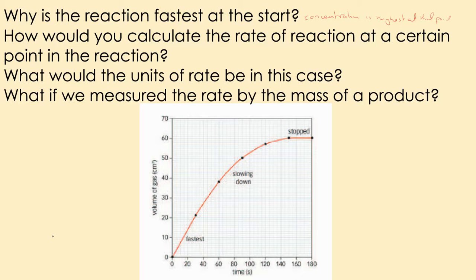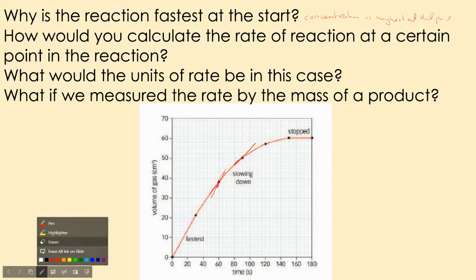So if I want to calculate the rate of reaction at a certain point, what I need to do is draw a tangent. Now, I can't very easily draw a straight line on here, but if I wanted to measure the rate, I would draw a tangent. Sorry, I can't do this on here. No, that's not a very good tangent. Let's draw it here. So if I was to draw a tangent there, this would work better if I had a different colour pen, wouldn't it?